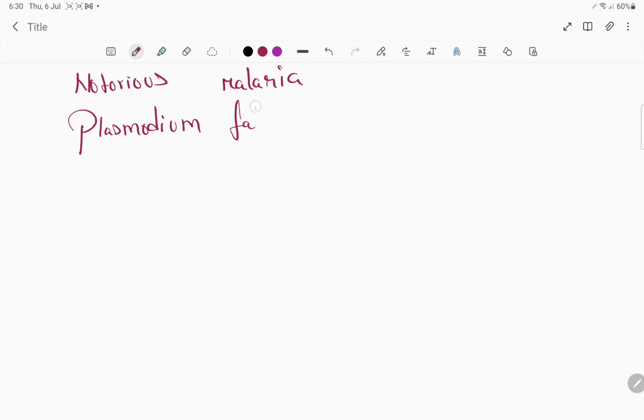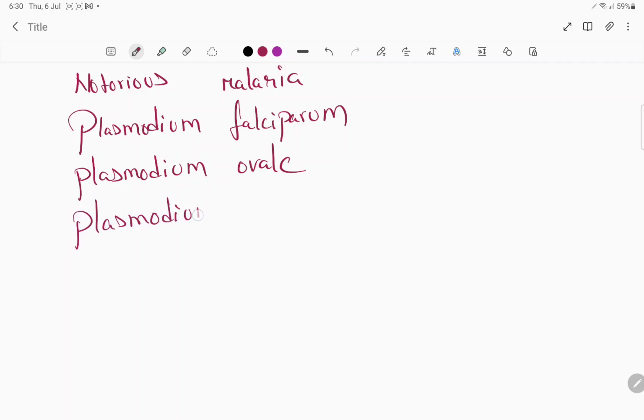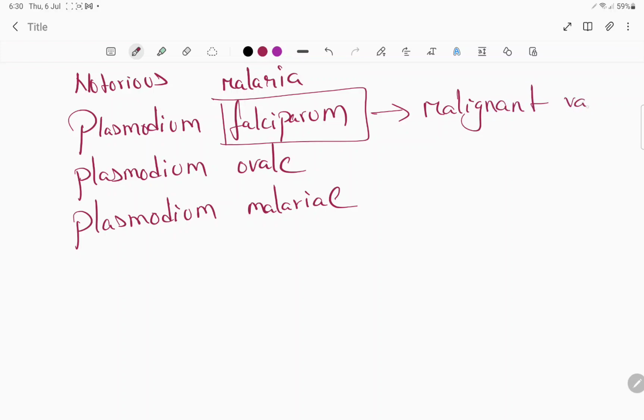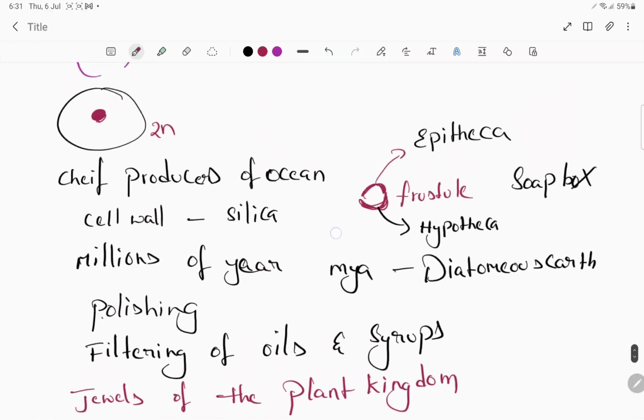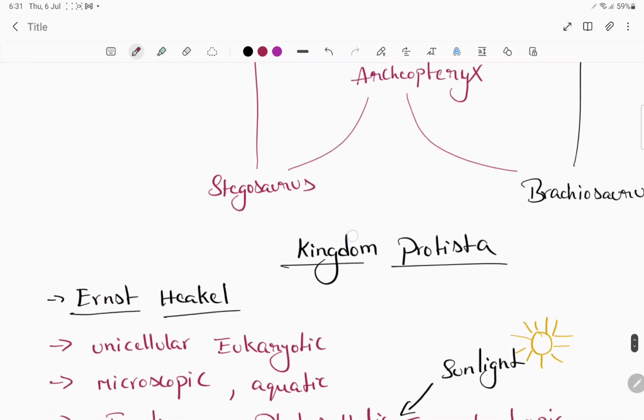Plasmodium falciparum, Plasmodium ovale, Plasmodium malariae. Out of these, Plasmodium falciparum is the malignant variety. Sporozoans have no special structures for locomotion due to their parasitic life. They form infectious spore-like stages. The infective stage is sporozoites. Right, so this is all regarding the entire topic of Protista.